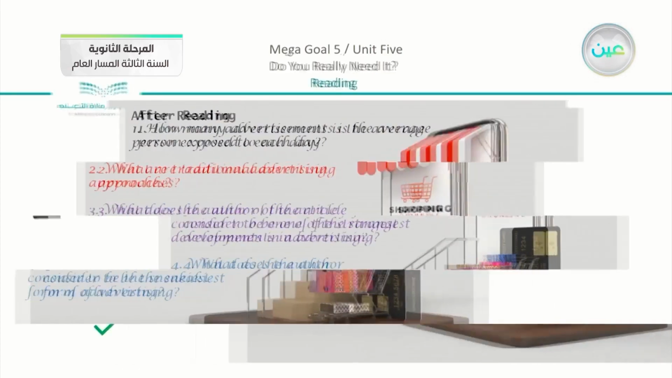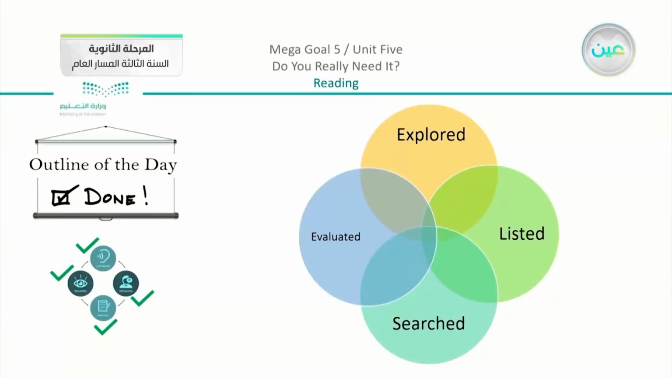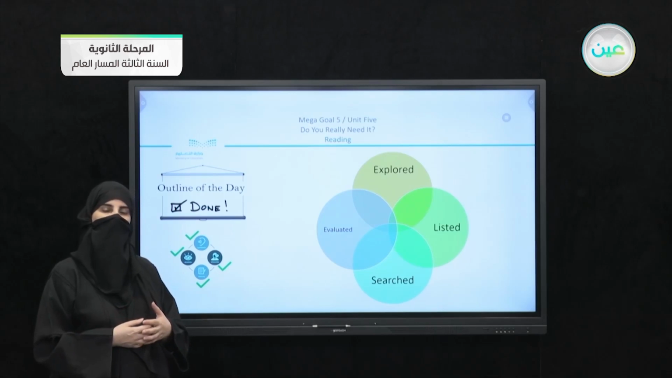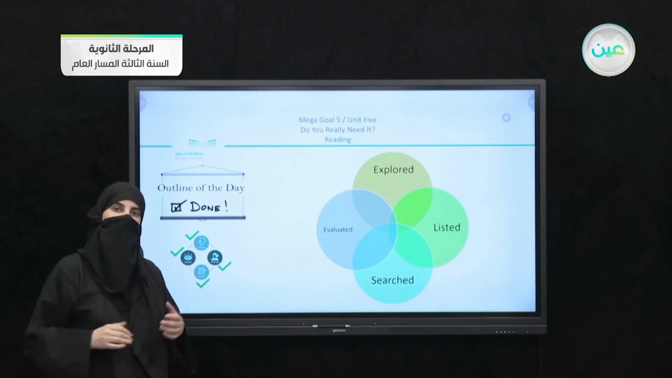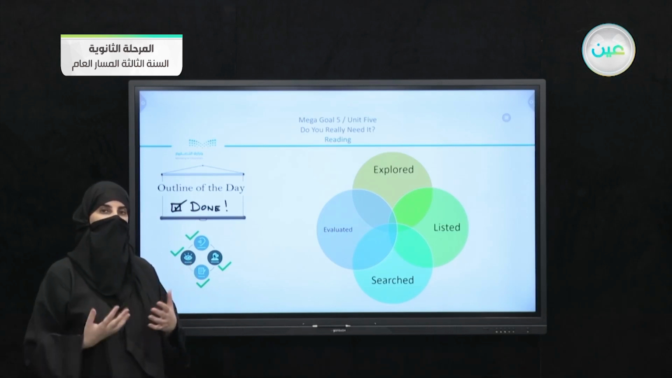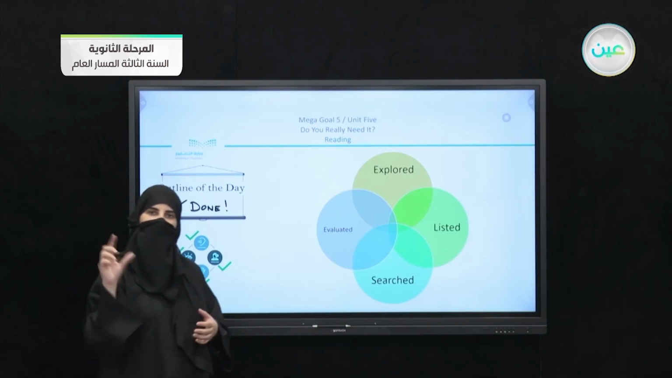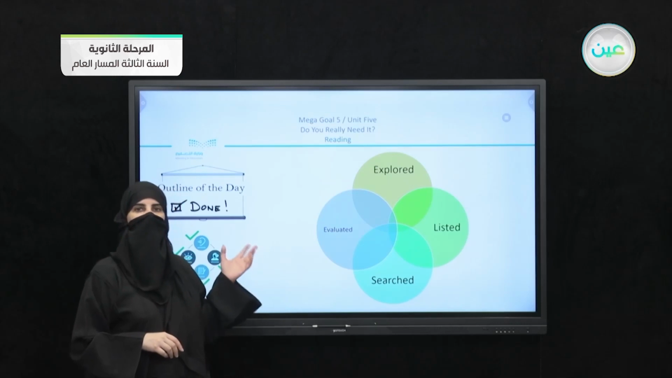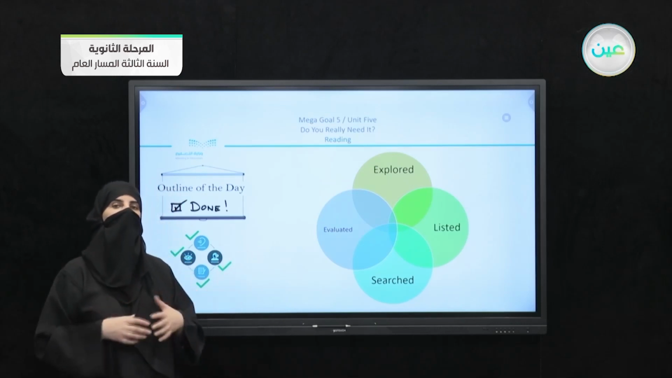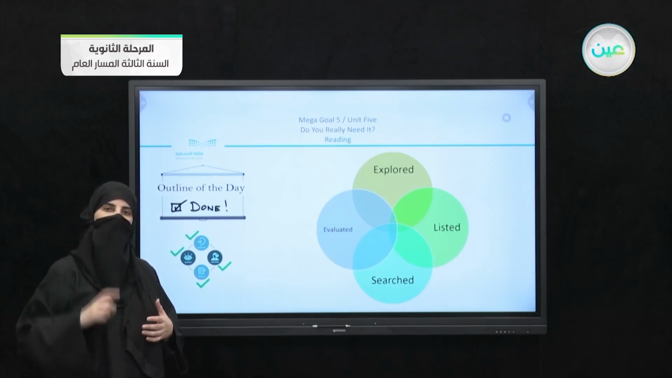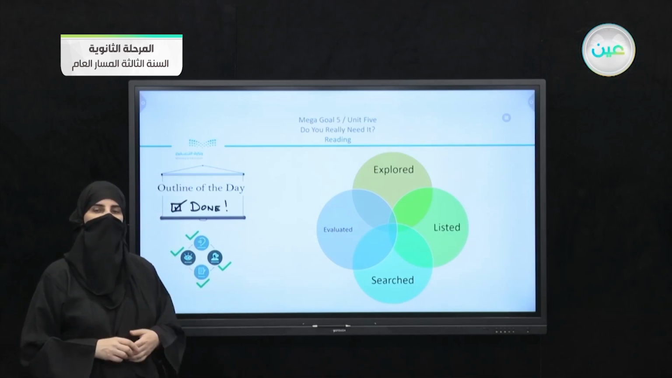So as a close-up for our lesson, you can see that we explored the idea about advertising and the different ways that we have here. We listed different methods and types or ways that people advertise. We searched for answers to different questions, and at the end, we evaluated the whole idea of advertising, and we put them into points as we did in our graph.